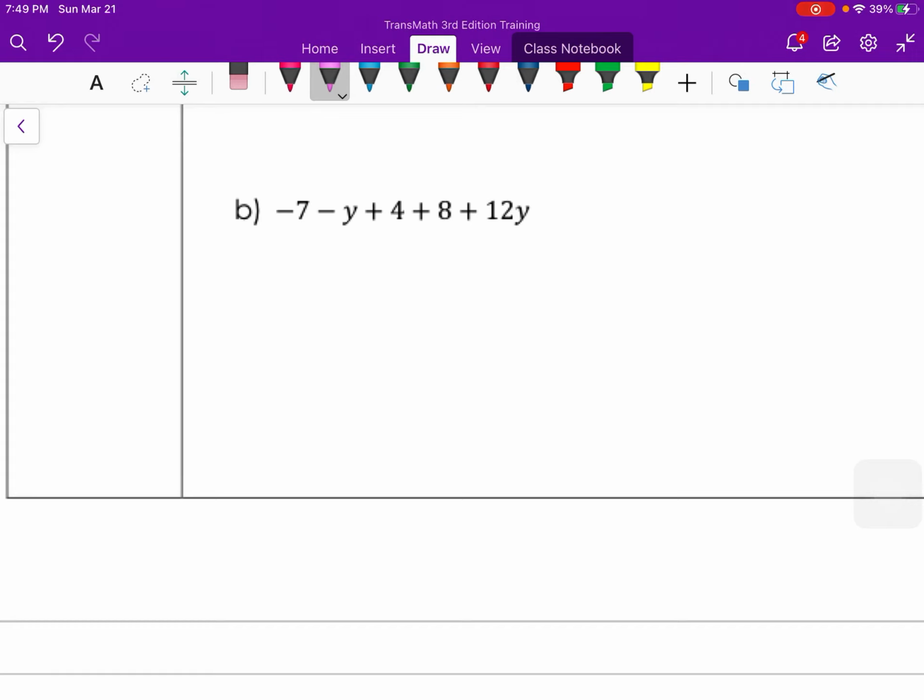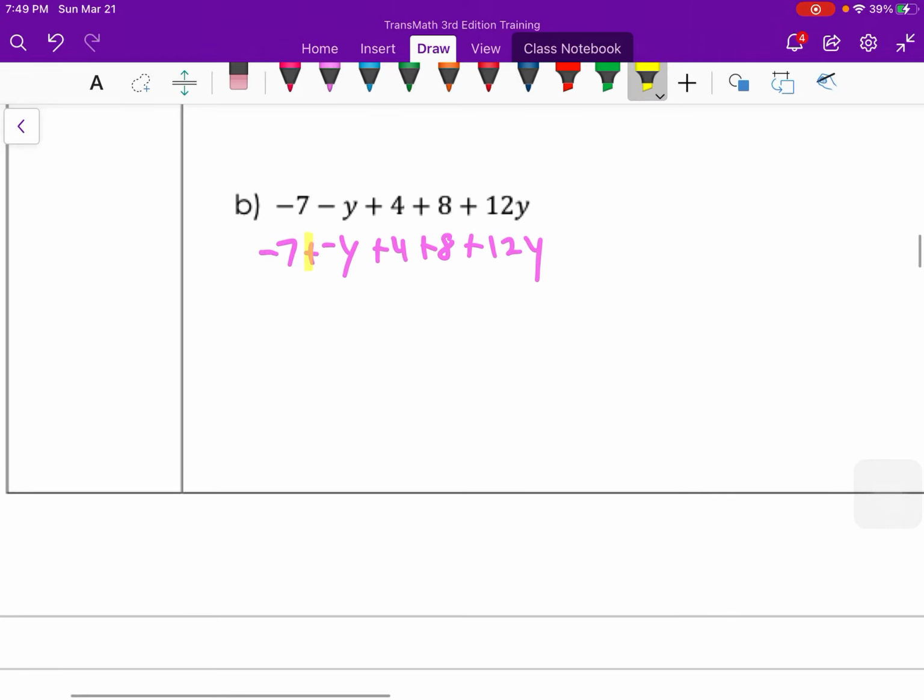Let's practice rewriting. So this is -7 plus -y plus 4 plus 8 plus 12y. First, I'm going to do my variables. So I see a -y plus 12y. It's a difference. That difference is going to be 11y because -y is the same as -1 times y. So when looking at our coefficients, it's a -1 and a 12.